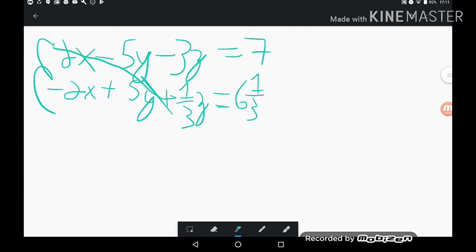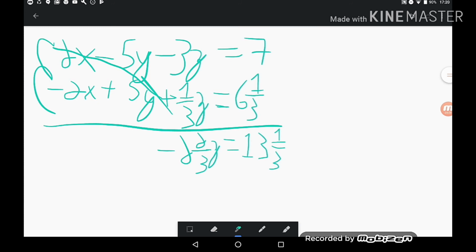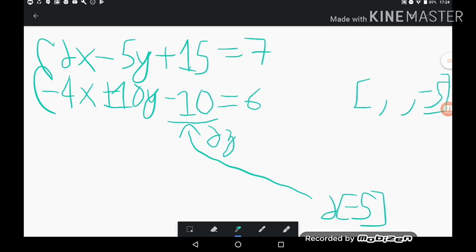So those two are gone. And now we can deal with the z. So this is what you get. You get negative 2 2/3 z equals 13 1/3. So of course you would divide both sides by negative 2 2/3, and then you will see that z will equal negative 5.